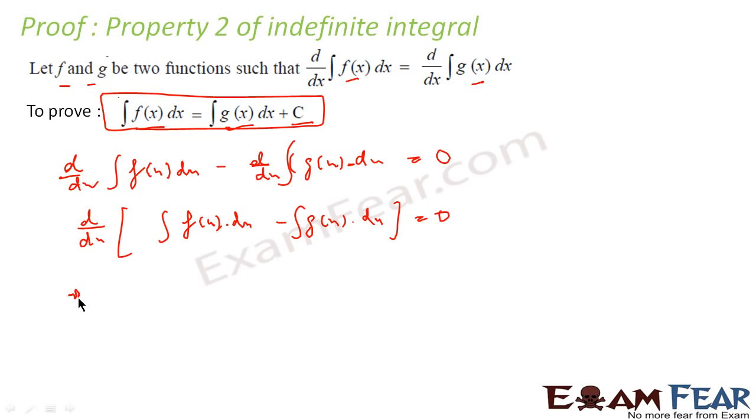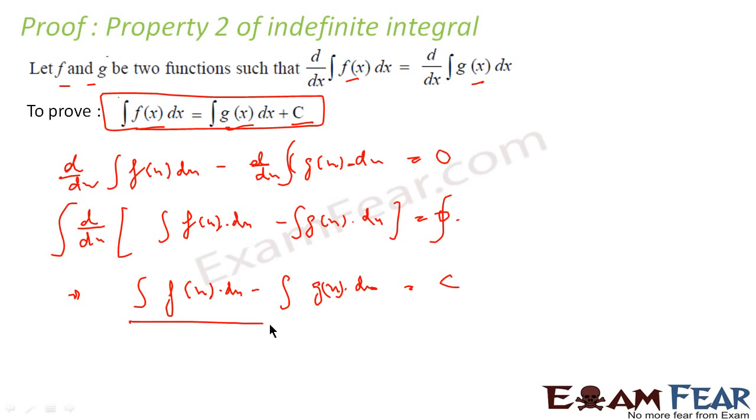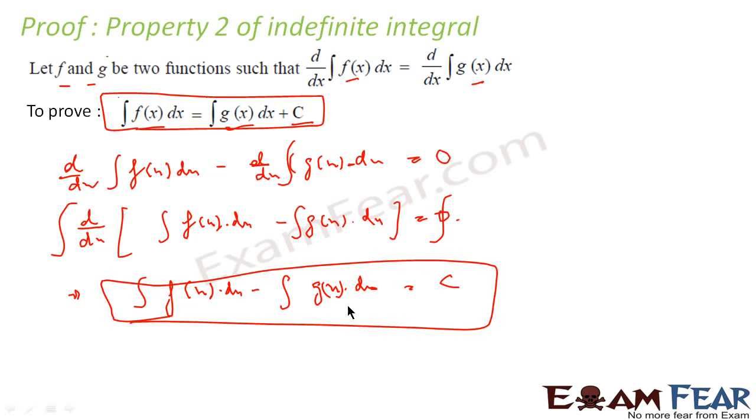Or, derivative of something is equal to 0, that means that function is constant, or I can take integral on both sides. So what I get is, integral of derivative is nothing but the function, so that is nothing but integral of f(x) dx minus integral of g(x) dx, and this becomes constant. Why? Because it is 0. For any 0 you find an integral, that is constant, and that is what I have to prove. So you see that I have proved this.